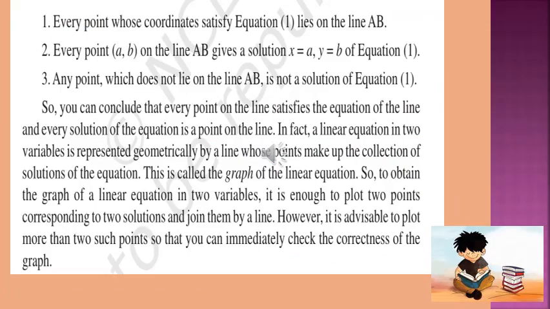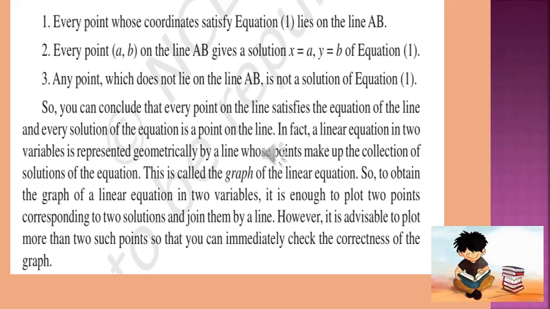From this observation, we can conclude that every point whose coordinates satisfy equation 1 lies on line AB. Every point (a, b) on the line AB gives a solution, that is, x equals a and y equals b of equation 1. And any point which does not lie on the line AB is not a solution of the equation. So every point on the line satisfies the equation of the line, and every solution of the equation is a point on the line.